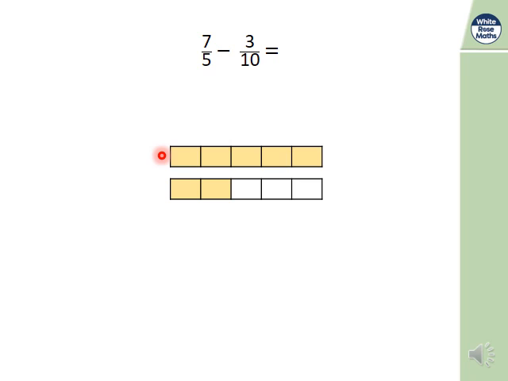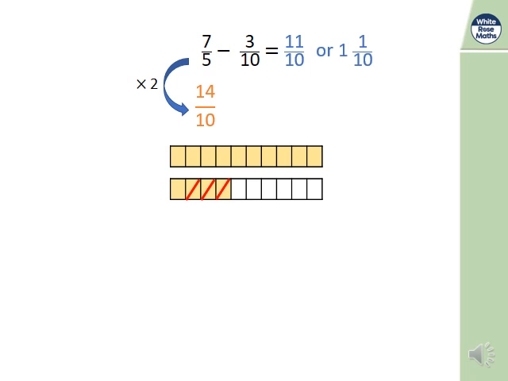We could, with our fraction bar, split it. So now we have our tenths. So now we've got 10 tenths here, and we have got 4 tenths here. So we've got, actually, by timesing by 2, 14 tenths. Now we can do 14 tenths subtract 3 tenths. And we can take those 3 tenths away, and that leaves us with 11 tenths. And what would that be as our mixed number? Using our fraction bar to help us, 1 whole and 1 tenth.